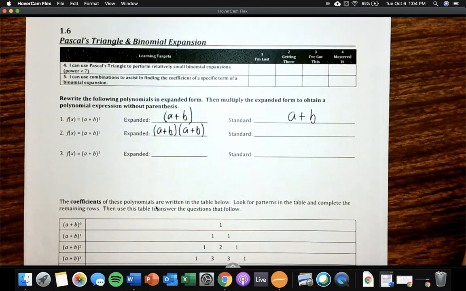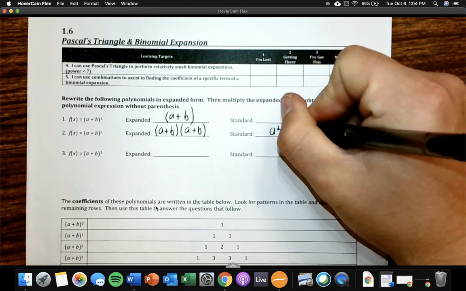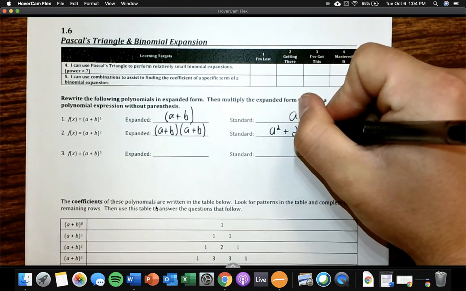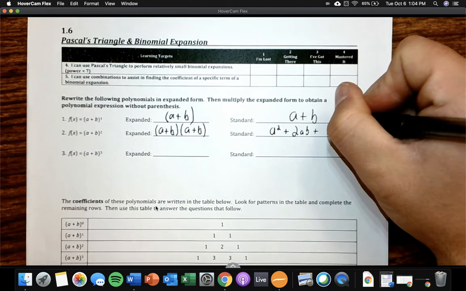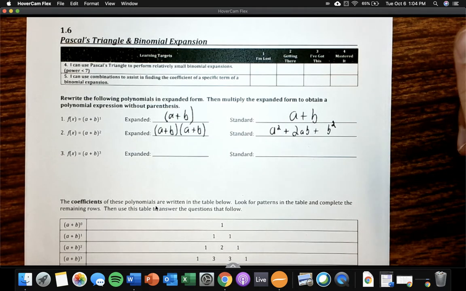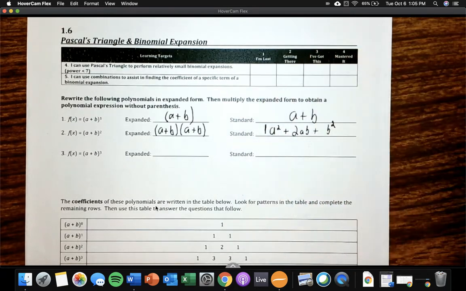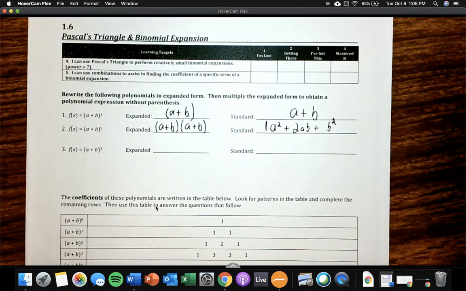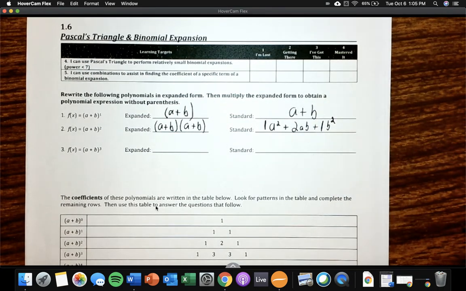All right, well, we can FOIL that out, and we can see it's going to be a squared plus 2ab plus b squared. And to help you guys out, what I want to mention, and this will come in handy later, is that these still have coefficients. So we can say this is 1a squared plus 2ab plus 1b squared. All right, and I'll show you why in just a minute. But let's go ahead and look at number 3. This is a plus b cubed.